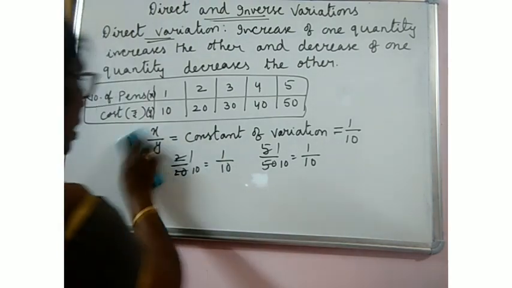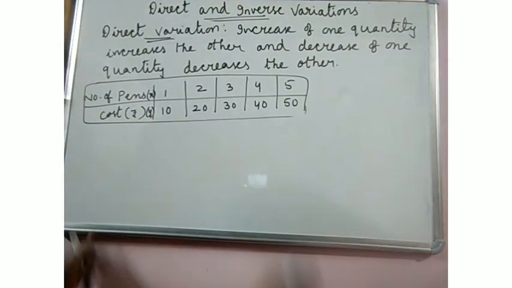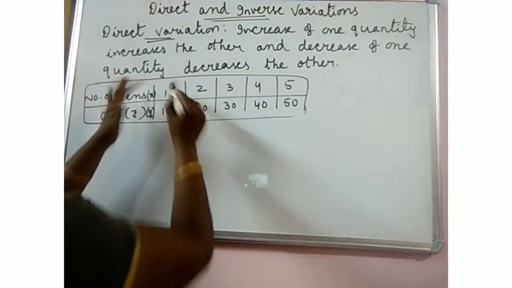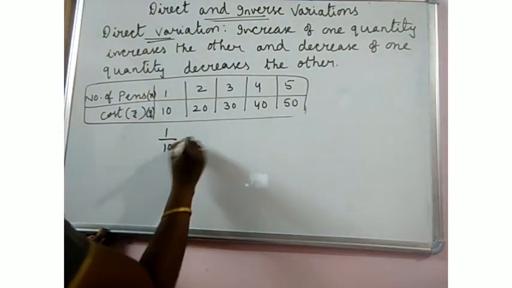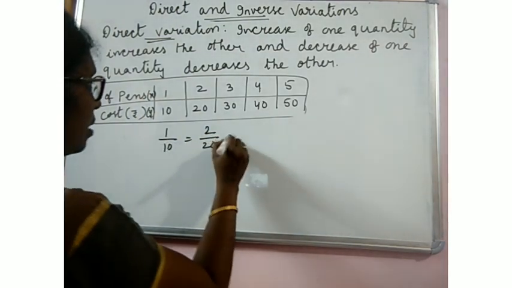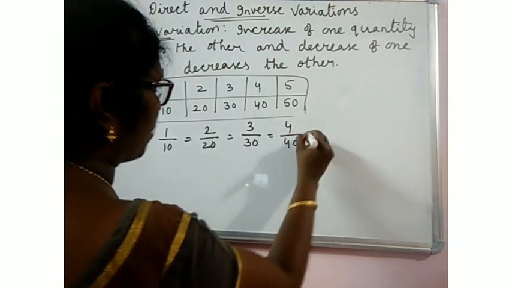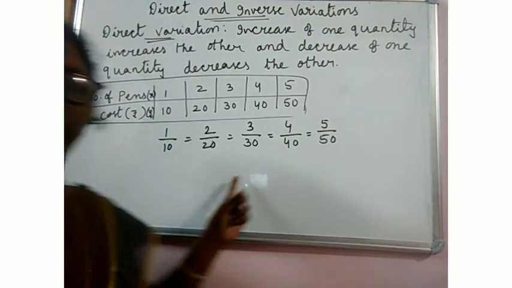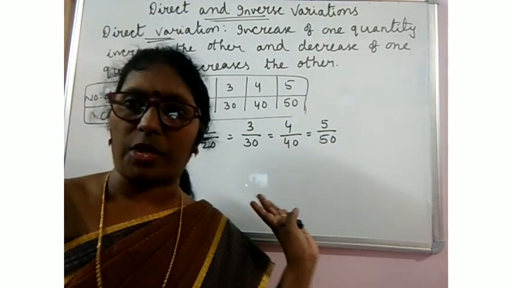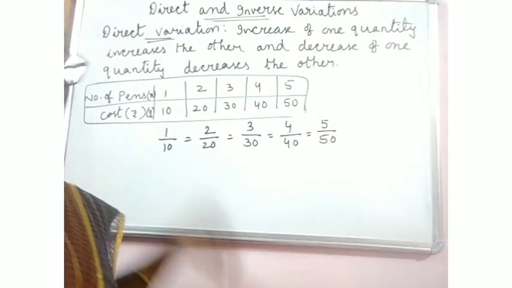Now, let me give you what is direct proportion. Let me explain you. 1 by 10 is equal to 2 by 20 is equal to 3 by 30 is equal to 4 by 40, that is equal to 5 by 50. Because just now I explained you what is constant of variation, and everywhere the constant of variation is constant, that is positive.